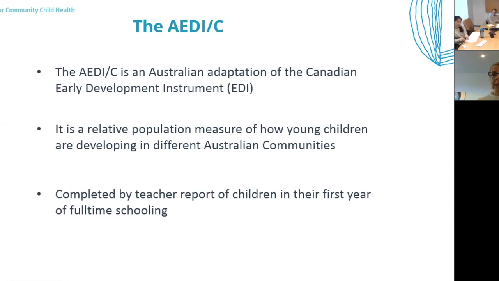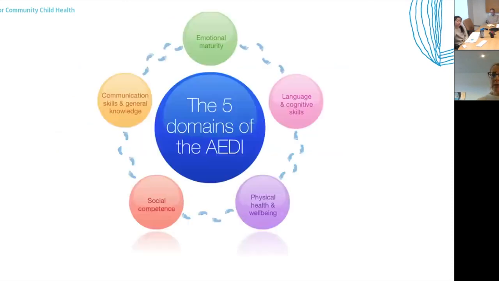So the EDI is, and the AEDI, and what is now the AEDC, the Australian Early Development Census, and it's too early in the morning to drink alcohol, but if we ever get together, we'll have a drink about how that change happened. But essentially, it's exactly as you know it as the EDI. It's a relative population measure of young children developing in Australian communities, and in Australia, it's completed by teachers on every single child starting school in their first year of full-time schooling. These are the domains of the EDI. I'm not going to spend time on that. You already would know that.